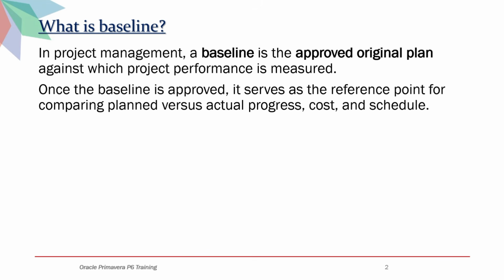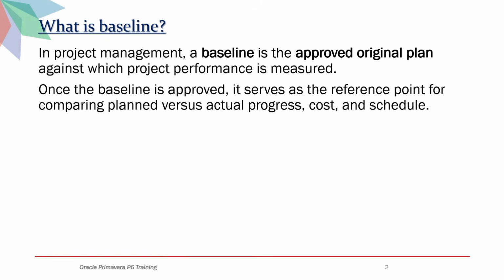What is a baseline? A baseline is the approved original plan against which project performance is measured. Once the baseline is approved, it serves as the reference point for comparing the project's plan versus actual progress, cost, and schedule. In simple terms, a baseline is a reference point. We always need a reference point to measure performance.